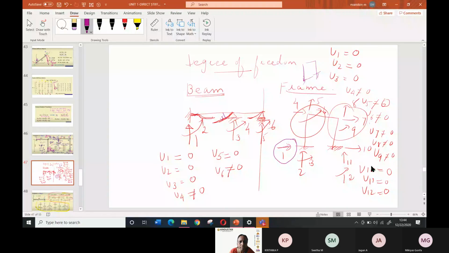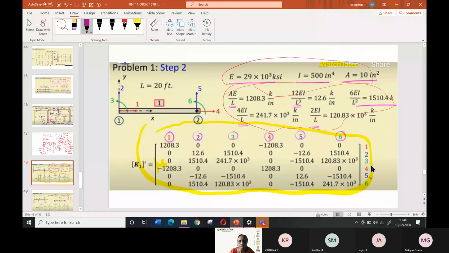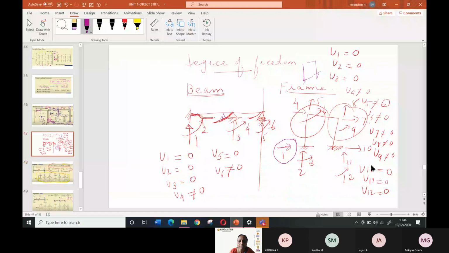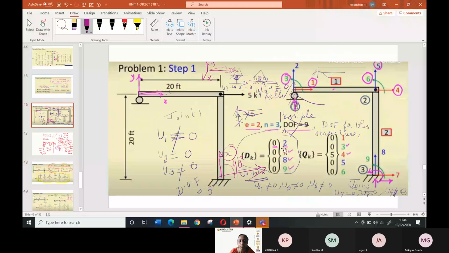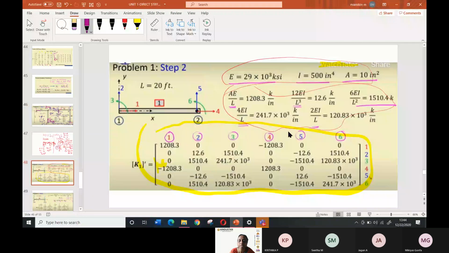So this is a problem we have done, and I have started the problem. One minute. I have started with this problem. You need not get confused with that. It is subjected to a load of 5 kilonewton at one of the joints. So that's a load, and this is for the first beam. What I have done is the E value is given in kips per inch square, and I value is given in inches to the fourth, and A is also given in inches square.